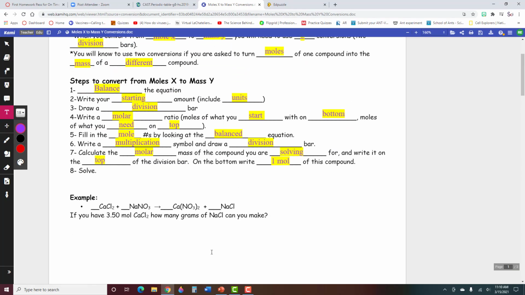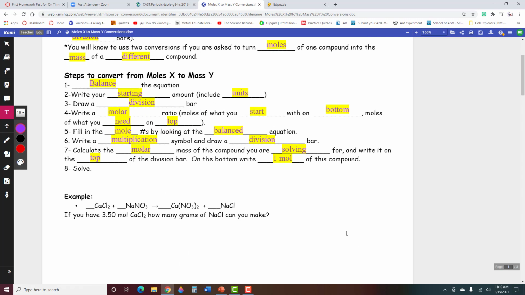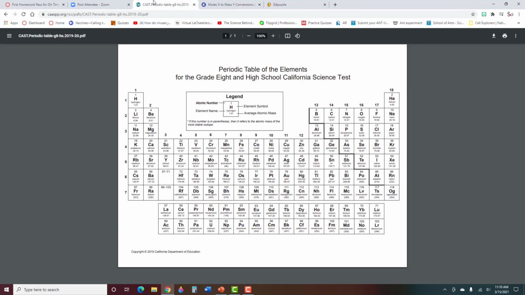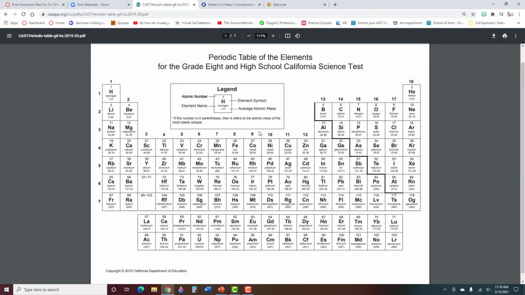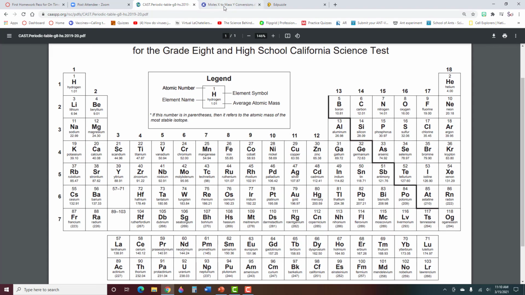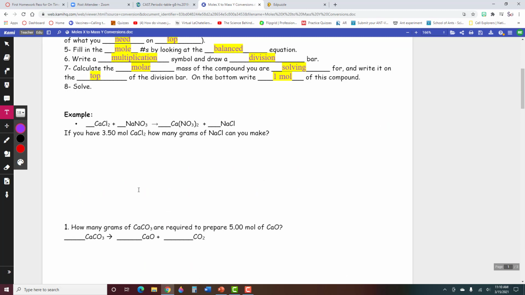Alright, so you have an example problem here, and I'll just do it off the worksheet instead of off the PowerPoint so I can write on it. You will need a periodic table. I did link one in the assignment page. It might be worth your time, if you have access to a printer, to print a periodic table. It might make your life a little bit easier, but you can always work off one on the internet as well.